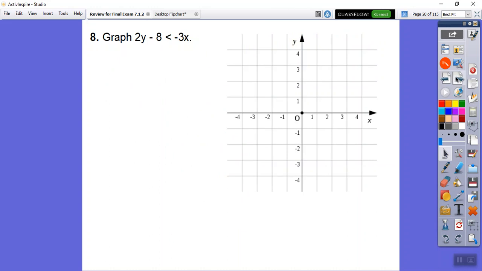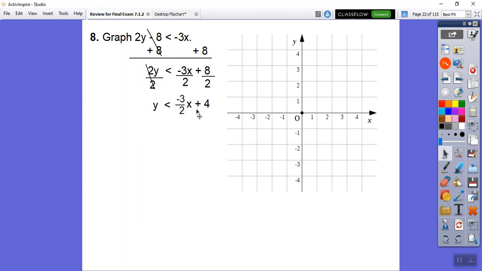So okay, we're going to graph this guy. First thing I'm going to do is go plus 8, plus 8. So when I do that, I get 2y is less than negative 3x plus 8. And then we want y, so we're going to divide by 2, divide by 2, divide by 2. And that's going to get me y is less than negative 3 halves x plus 4.